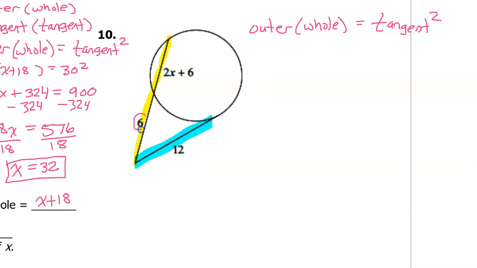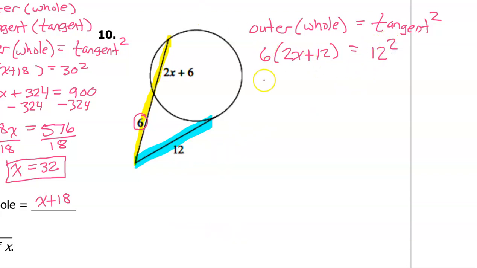So this 6 right here is the outer part for the secant. Now let's be very careful. For the whole, I need to add 6 and 2x plus 6. When I do 2x plus 6 plus 6, the two 6's make 12. So I'm going to end up with 2x plus 12. Of course, the tangent length is 12, so I'm going to have 12 squared.